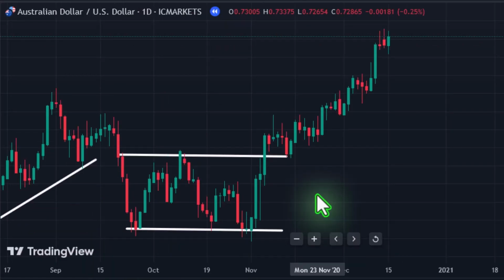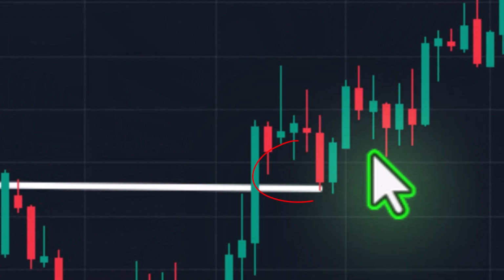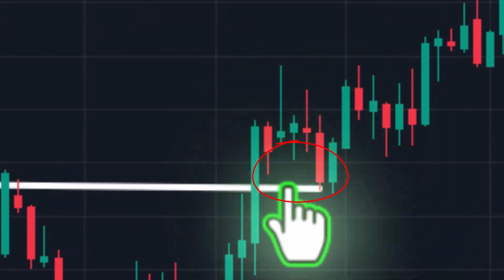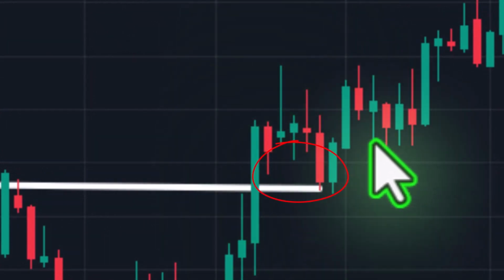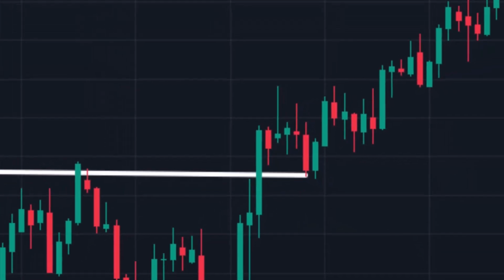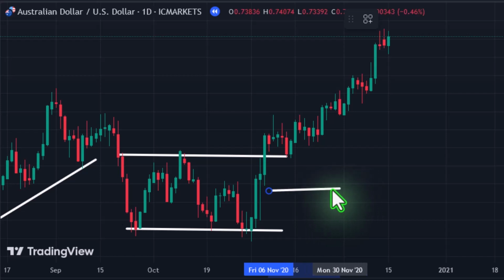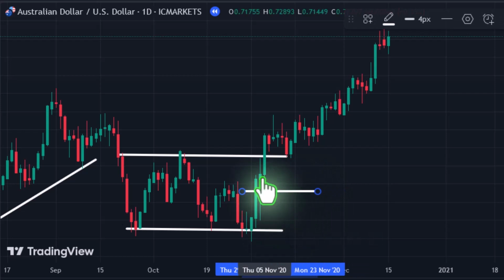So how do you make an entry? Like I've said, your entry should be within this zone right here. This is where your entry should be. And your stop loss can be somewhere around here, just beneath the breakout candle, which is this. Your stop loss can be here.